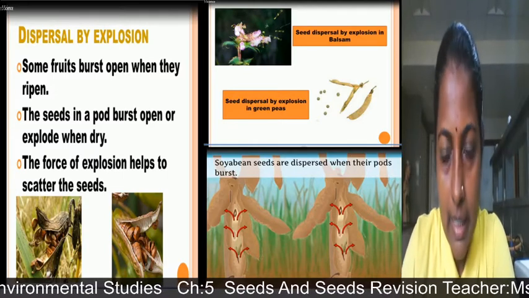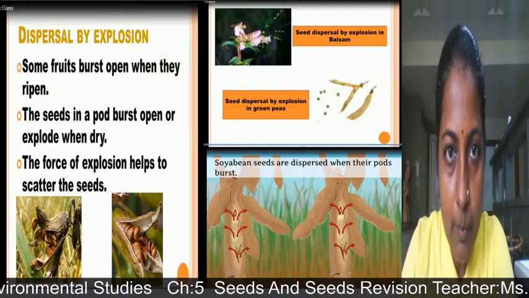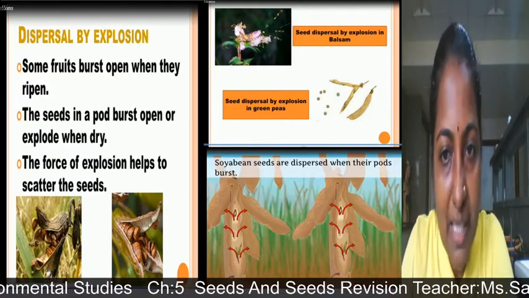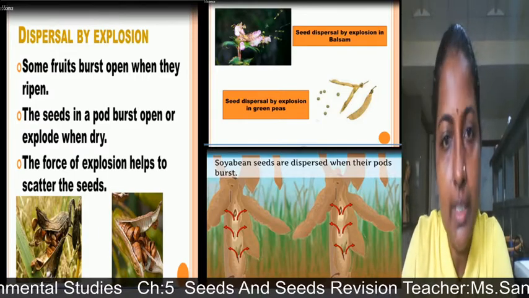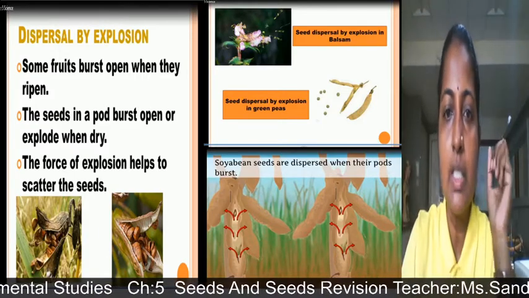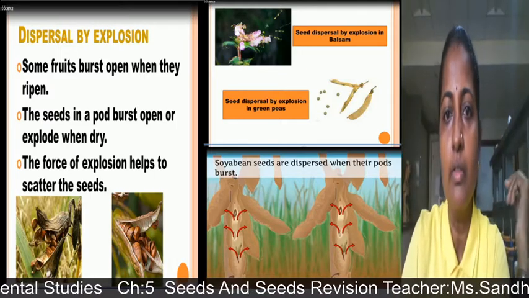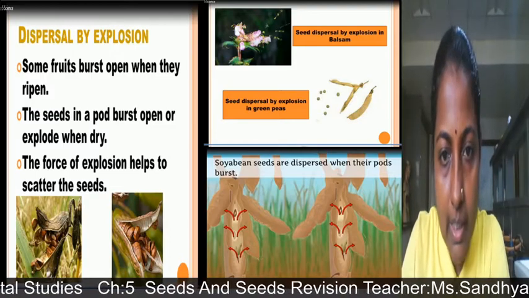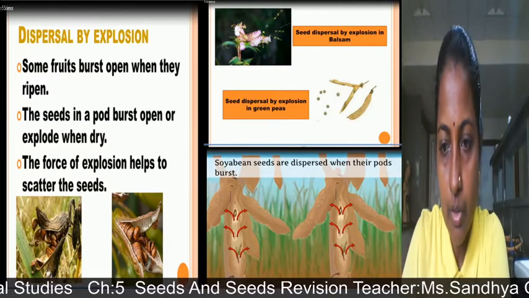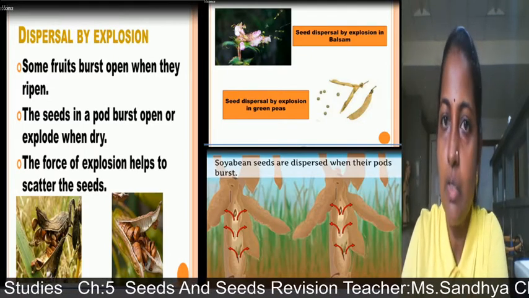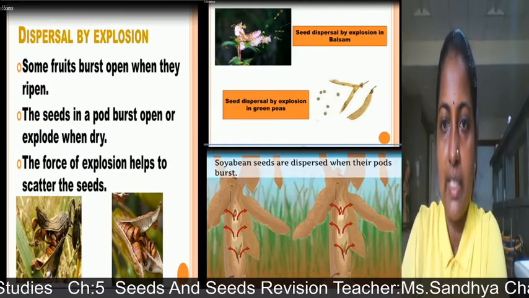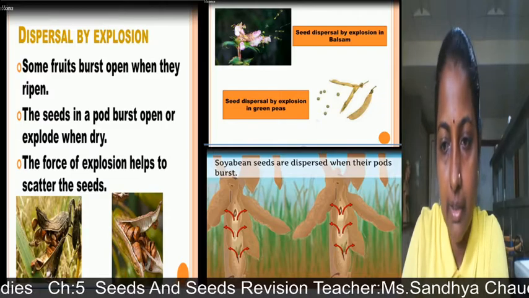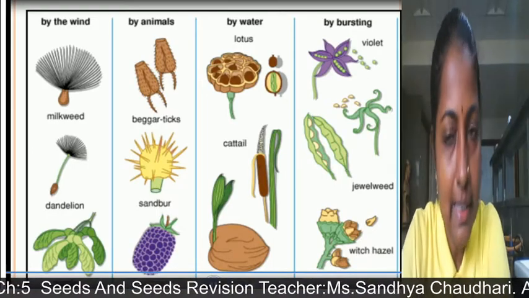Here you can see the examples. In balsam, the explosion of seeds is taking place. Here you can see seed dispersal by explosion in green peas. The outer covering is dry, and after that through explosion the seeds are coming out of a pod. Then soybean seeds are dispersed when their pod bursts. This pod is bursting and seeds are coming out. So through explosion or bursting, seeds can scatter, or move from one place to another, scattering away.